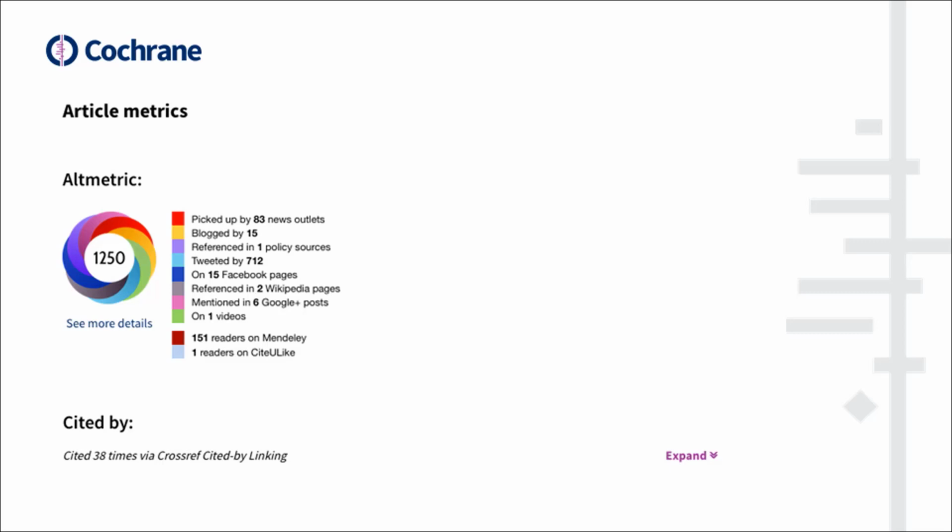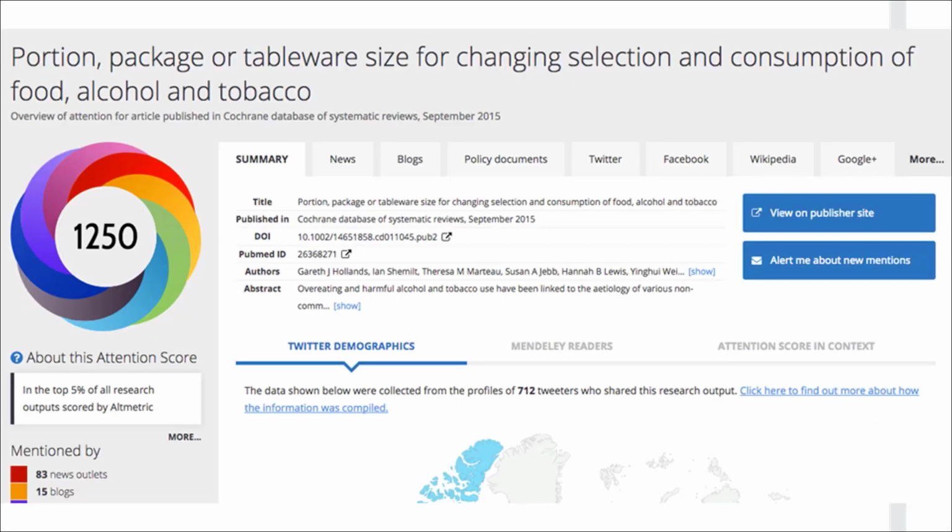But back to Altmetric, by clicking on the so-called donut, the big ring there, or See more details, you can go to the Altmetric page for the review. This page shows a lot of information about the specific mentions that this review has received. So as well as a simple score of attention, the Altmetric data can be used to understand how the review is being used and what people are saying about it.